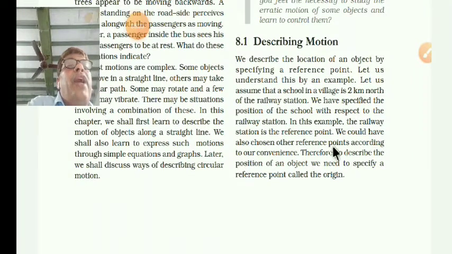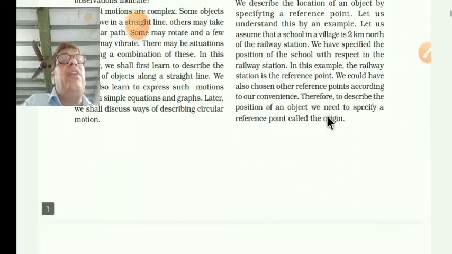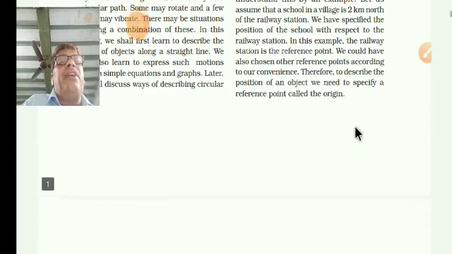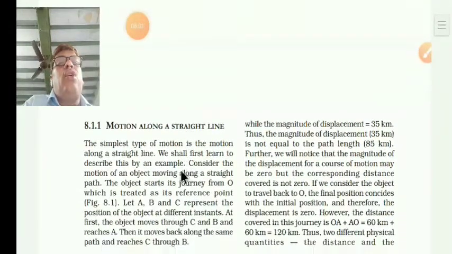We could have also chosen other reference points according to our convenience, such as any shop or any house. So a reference point should be there. Therefore, to describe the position of an object, we need to specify a reference point. That is called the origin, O-R-I-G-I-N.